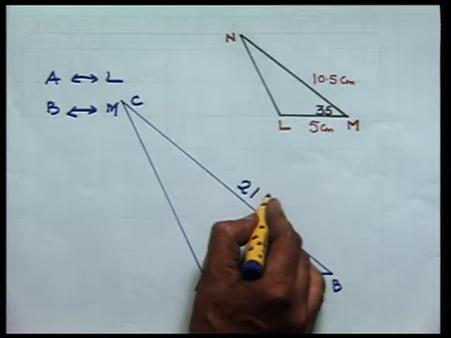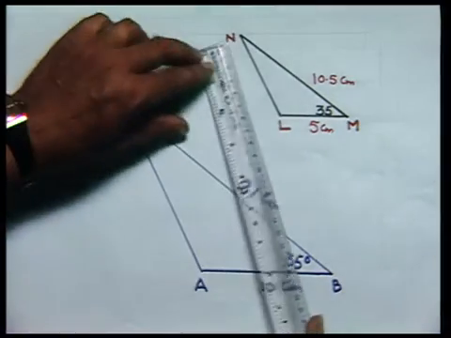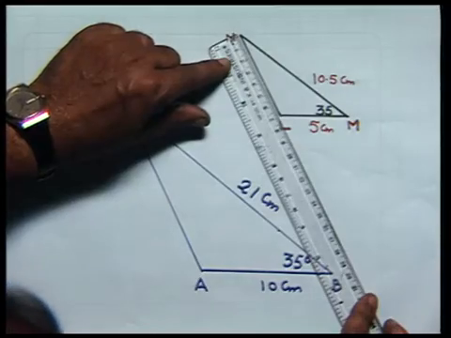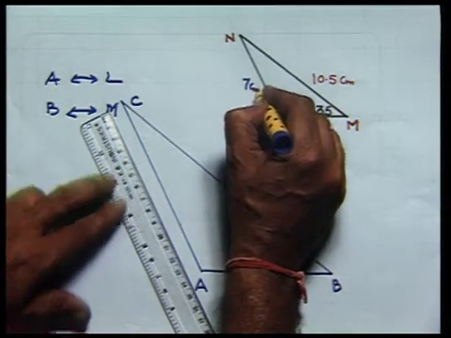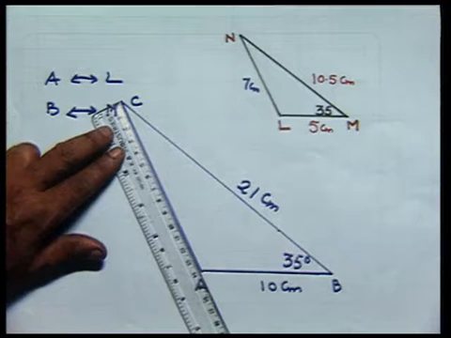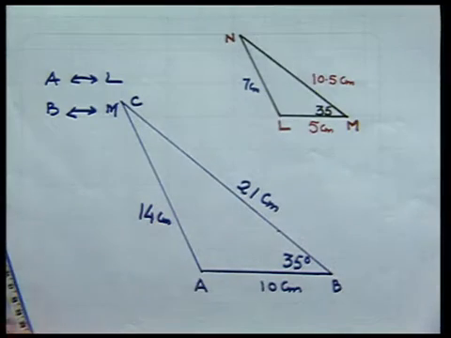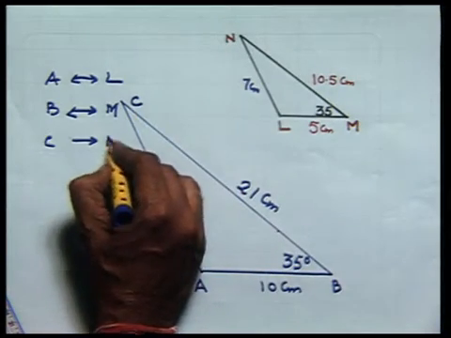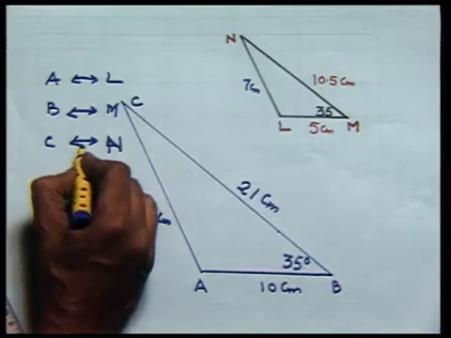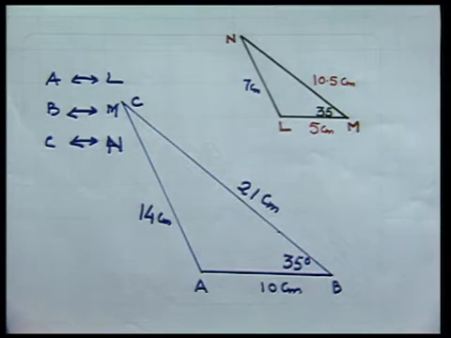that is 21 centimeters. Now, let us measure the length of the third side. Third side here is 7. This is 7 centimeters. And this one is 14 centimeters. So we found that here the third side is proportional to the third side of the constructed triangle, that is C is corresponding to point N and N is corresponding to point C. Now this is the one condition, that is we got the sides proportional, but let us see about the other angles.